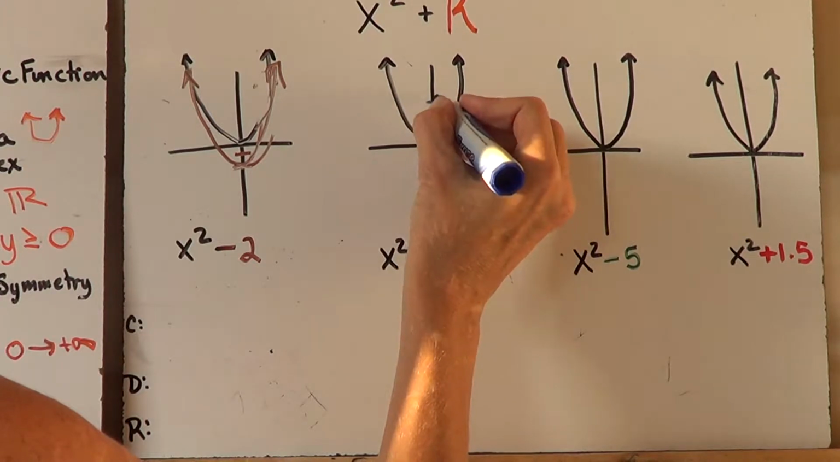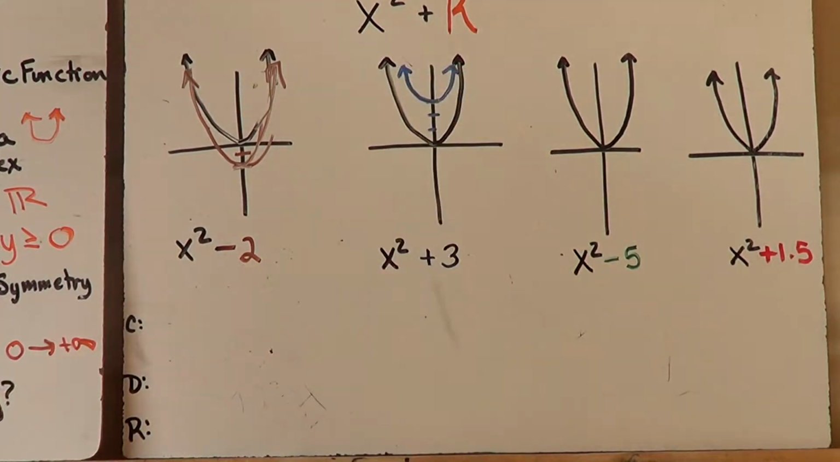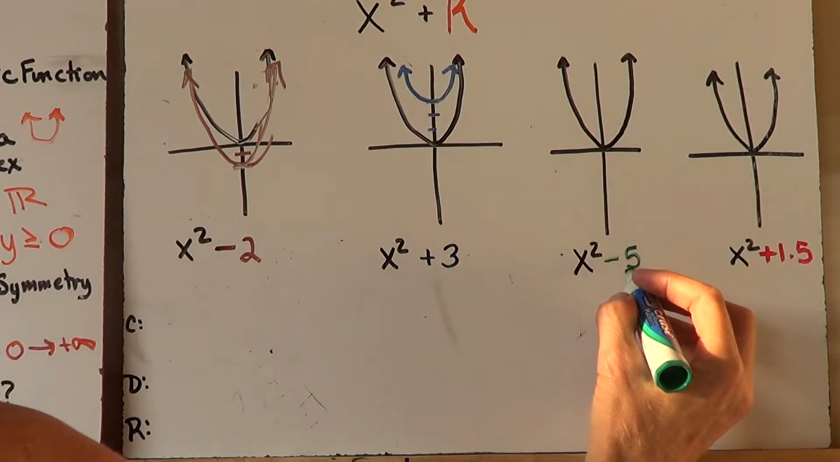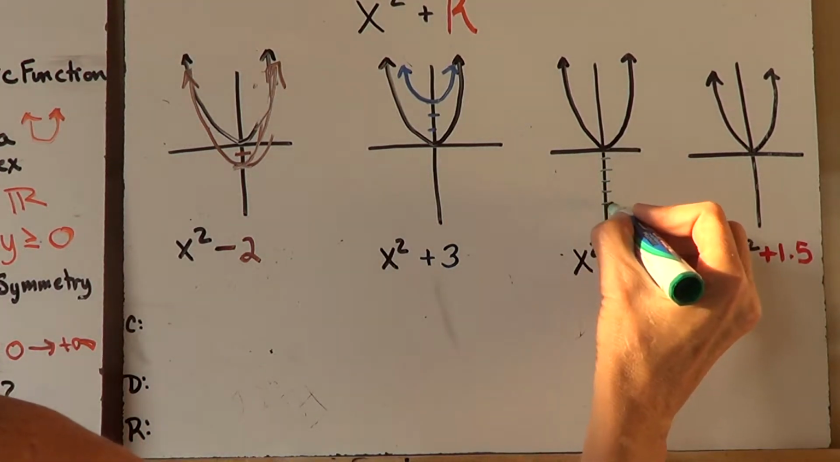So now if it's a positive 3, it would actually shift it up: 1, 2, 3. And again, I expect this is a review lesson, so I don't think that I need to go through and plug in the points. Go back and see the lesson on absolute value to see that. If it's down at -5, then it's going to drop down 1, 2, 3, 4, 5.